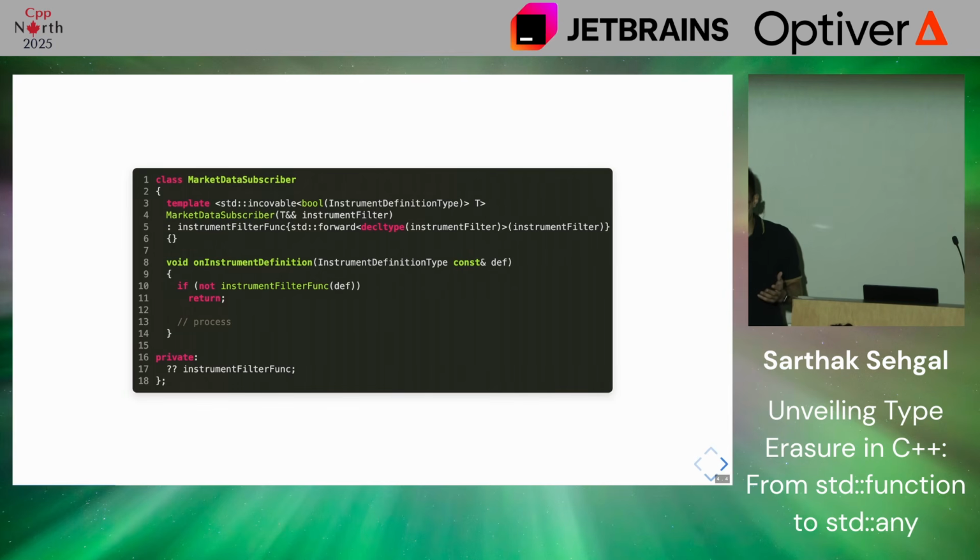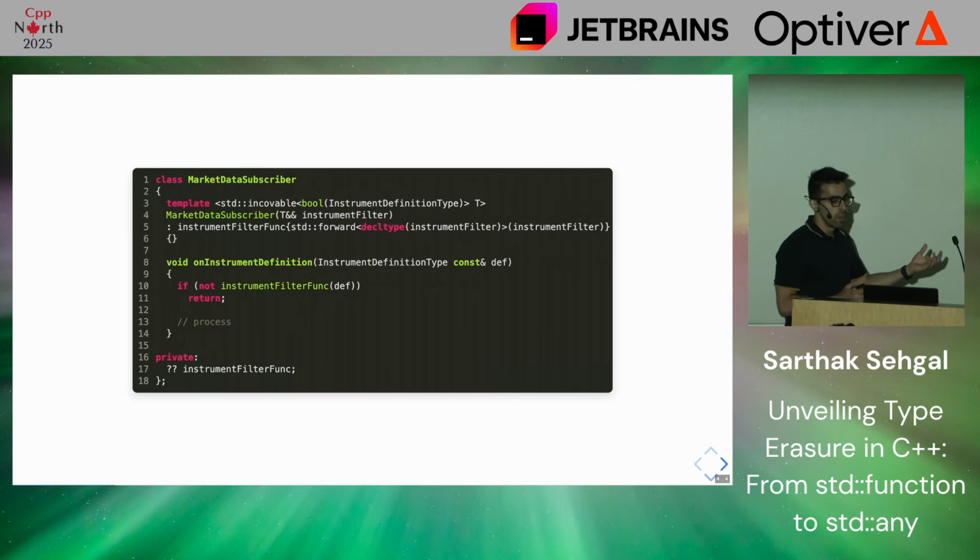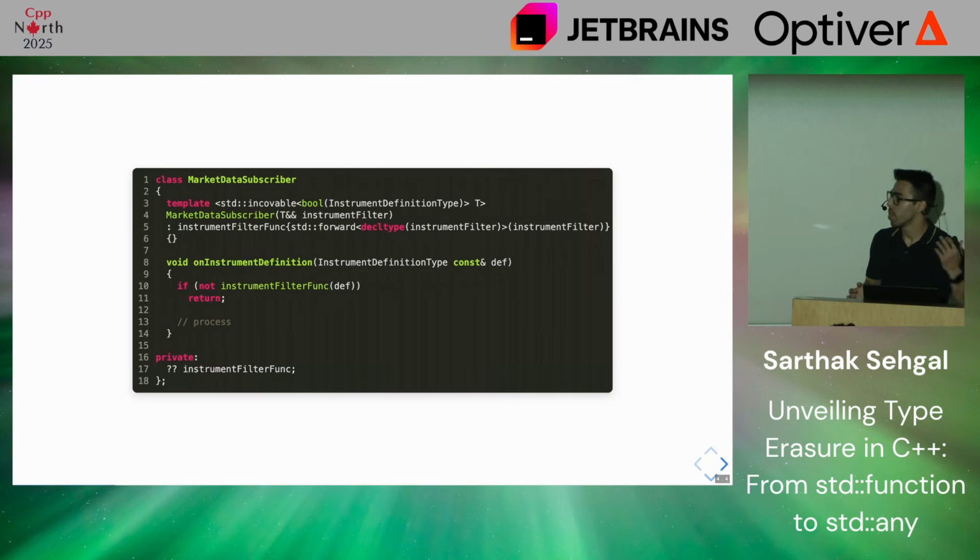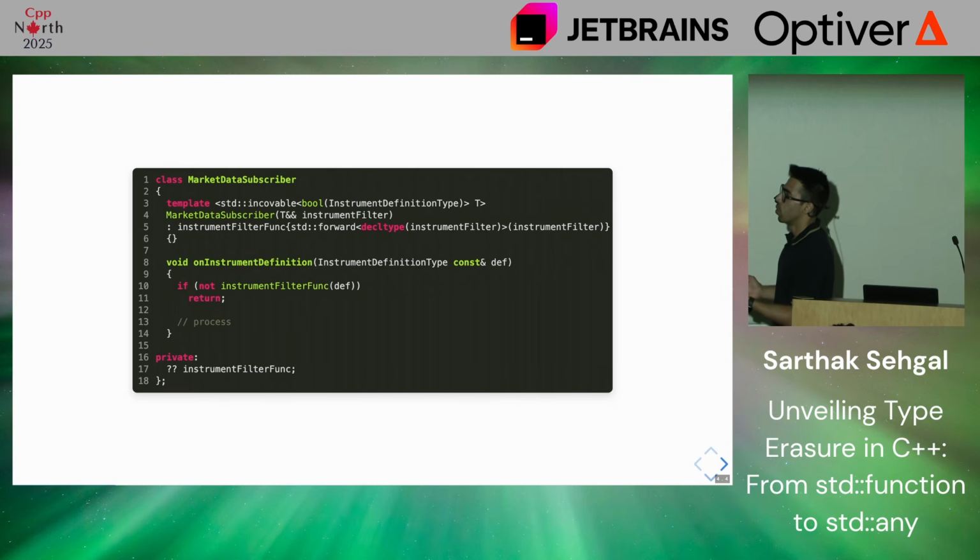Although you can argue that the constructor can have a std::invocable concept, like in this case I have it on line 3, where the templated type T is constrained by a std::invocable concept, that works fine. But how do I store it in my class? I need a concrete type here for this function.